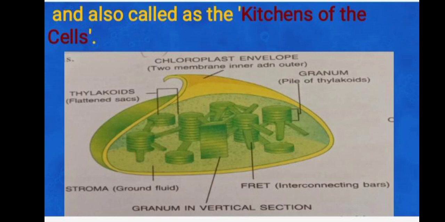Here you can see the structure of a chloroplast taken with the help of an electron microscope. You'll find disc-shaped structures which are called thylakoids. Chlorophyll is present in the membrane of thylakoids. A pile of thylakoids is called a granum, which is the site for photosynthesis also. Light reaction occurs here. You will see stroma also, in which these structures are embedded.